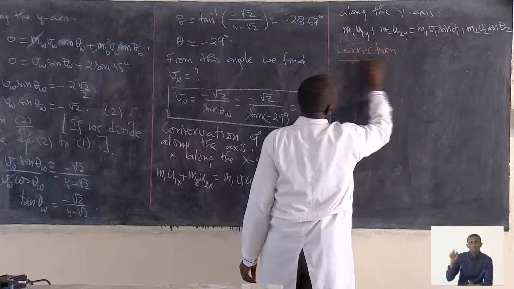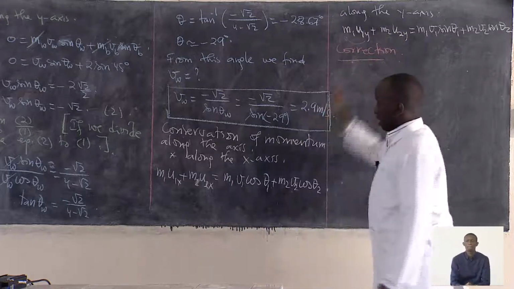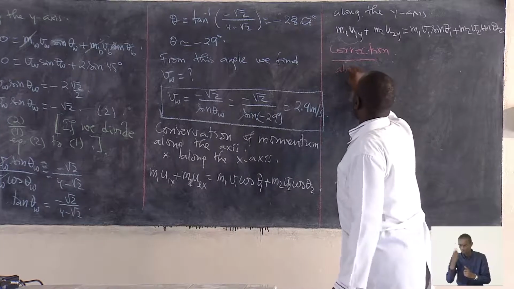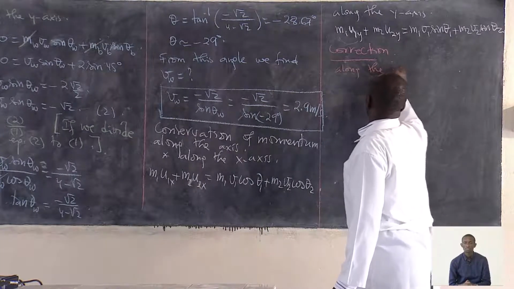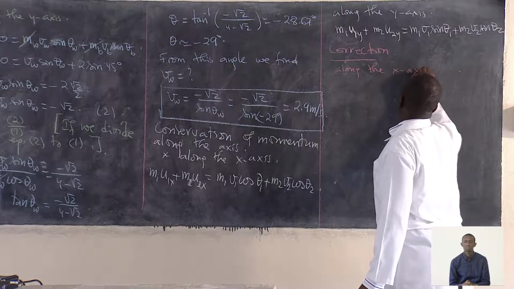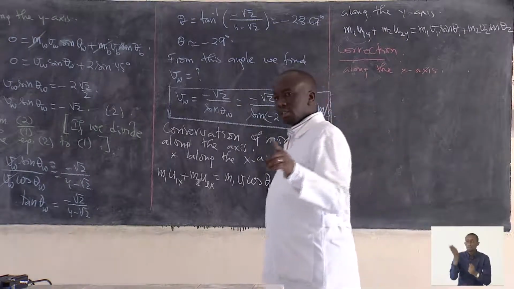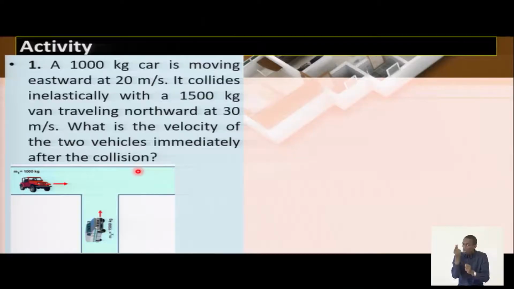What do we have there? So we use this equation here and that one. So first of all, along the x-axis, what do we have? We have that car, that small one, the one of 1,000. What we are going to use now is here, okay?